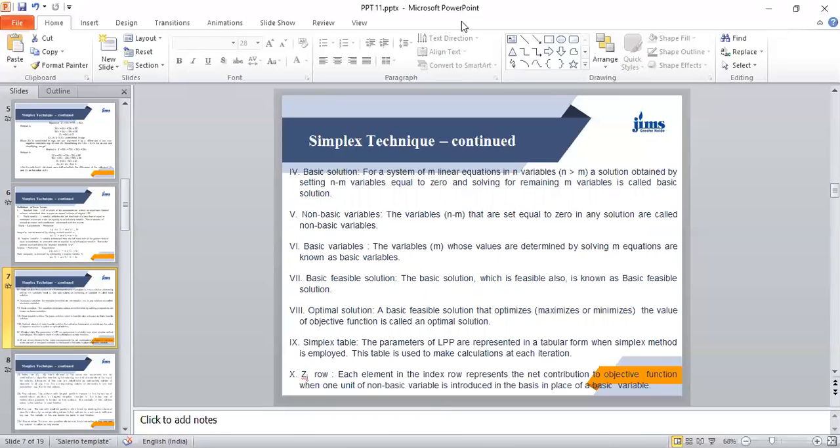Then comes the definition, basic solution. In a system of m linear equations in n variables, if n is greater than m, a solution obtained by setting n minus m variables equal to 0 and solving for the remaining m variables is called a basic solution.